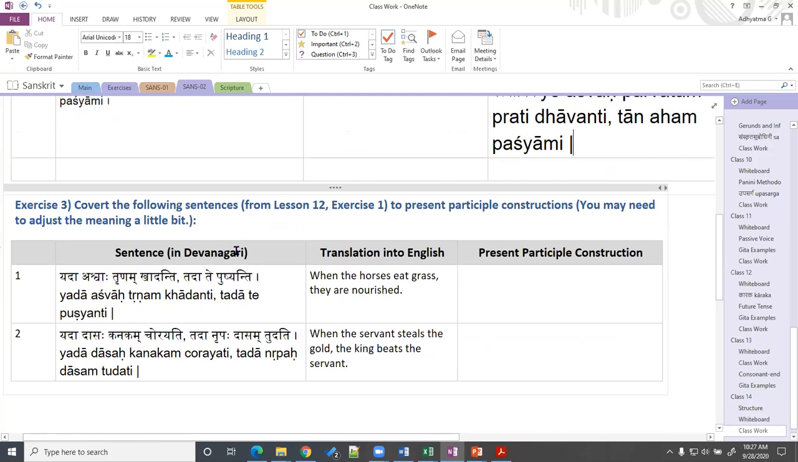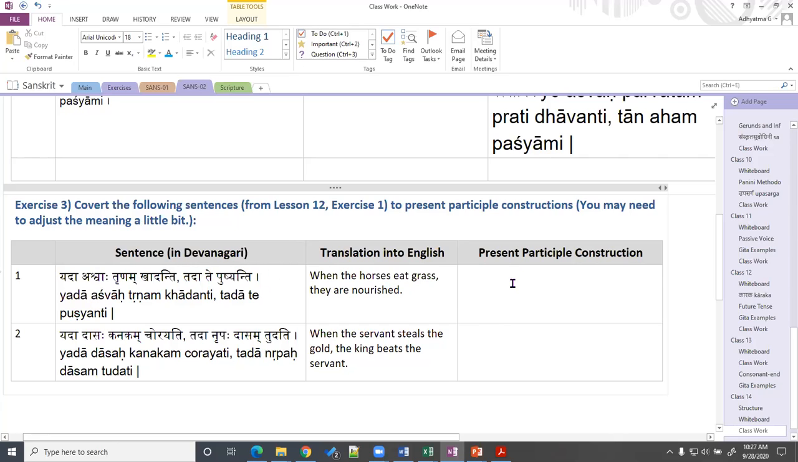Now another part of the home exercise is to convert the following sentences. He has taken some sentences from lesson 12, exercise 1, to present participle constructions. You may need to adjust the meaning a little bit. So if you look at the simple sentence here, yada ashwaha trunam khadanti tada te pushyanti. When the horses eat the grass, they are nourished. Naturally, you cannot make a present participle construction from this, because this is not yattad. So we convert them into yattad.